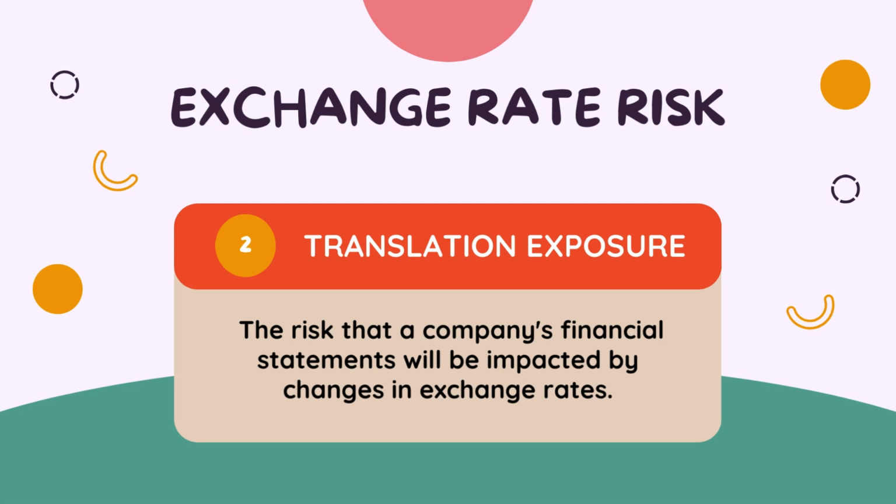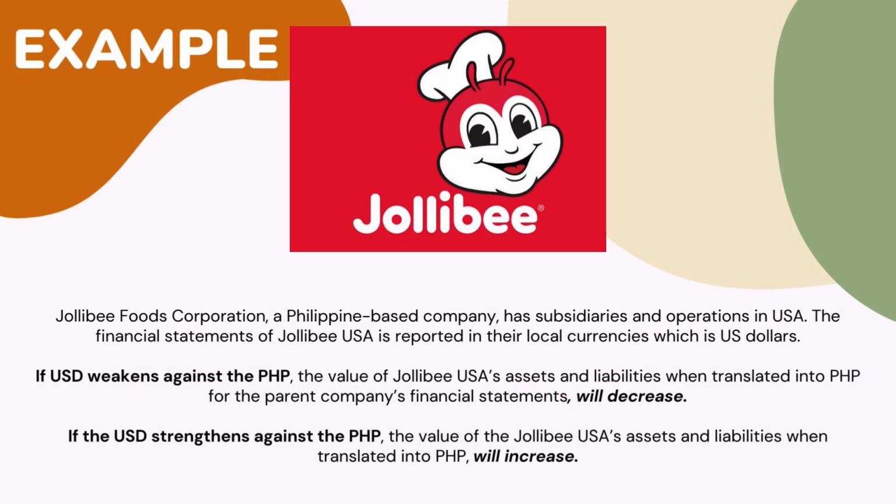So for the example of translation exposure, Jollibee Foods Corporation, a Philippine-based company, has subsidiaries and operations in the USA. The financial statements of Jollibee USA are reported in their local currency, which is US dollars. So if the US dollar weakens against the Philippine peso, the value of Jollibee USA assets and liabilities when translated into Philippine peso for the parent company's financial statements will decrease. While on the other hand, if the US dollar strengthens against the Philippine peso, the value of the Jollibee USA assets and liabilities when translated into Philippine peso will increase.